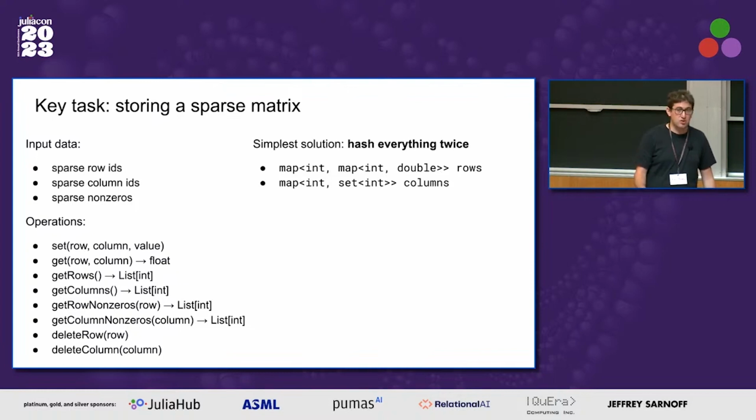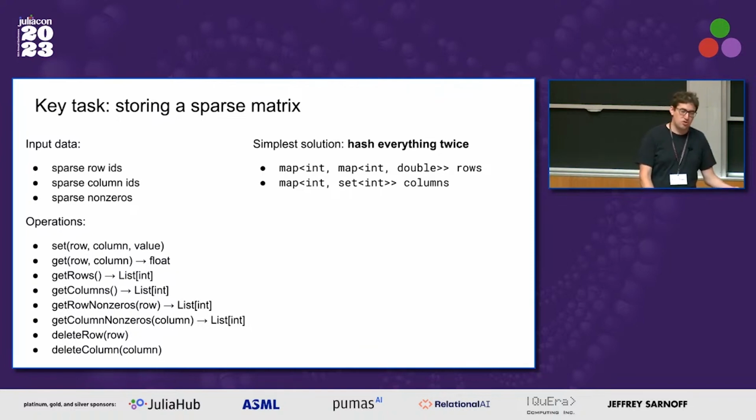So the simplest solution that gets asymptotically optimal performance is that you just hash everything. So you have a map from the row ID into the column double values, and then you map the other direction from the column ID into the set of rows that have non-zero value.